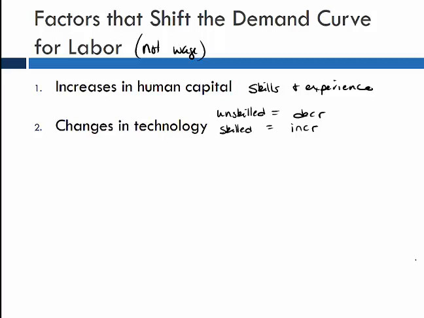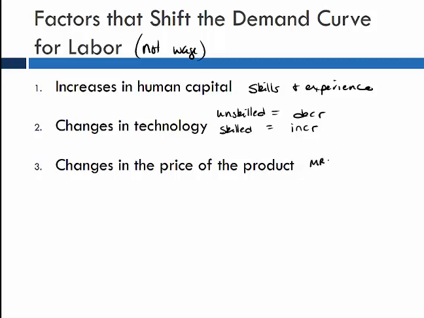The third thing that can shift the entire demand curve is changes in the price of the product. Remember that the marginal revenue product was the price times the marginal product of labor. So if you're producing the same amount, but the price of that product goes up, then the revenue goes up and the profit goes up. So I'll want more workers to produce that.